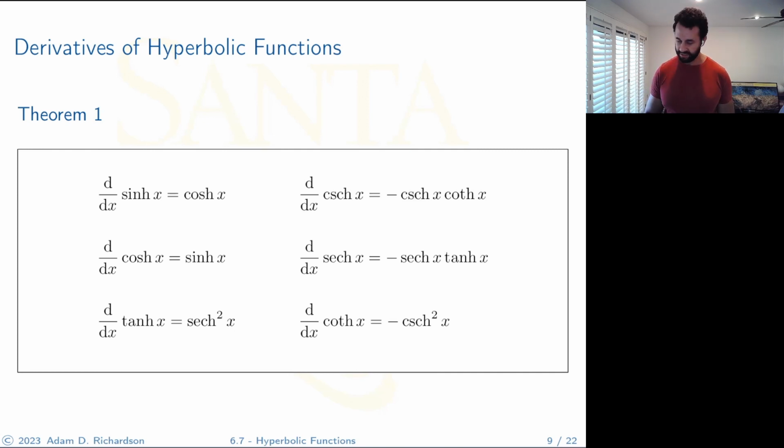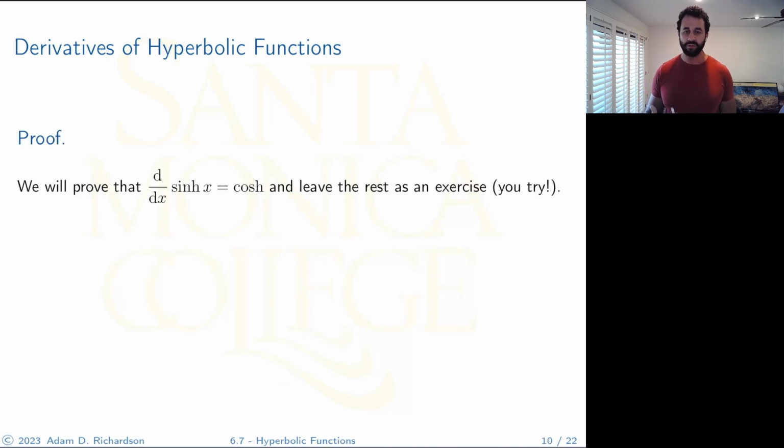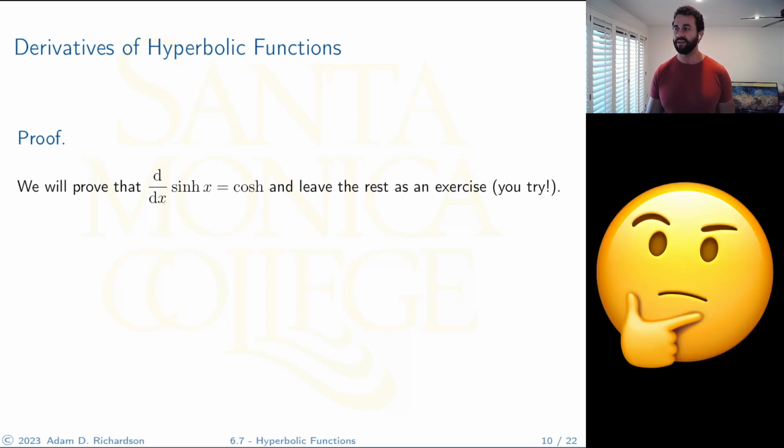There's all the derivatives. We're only going to prove one. We're going to prove the first one. So let's do that right here. We're going to prove that the derivative of sinh is cosh. And I want you to think about how you would do this one again. So think about how you would start. How would you prove that this is the derivative of sinh?